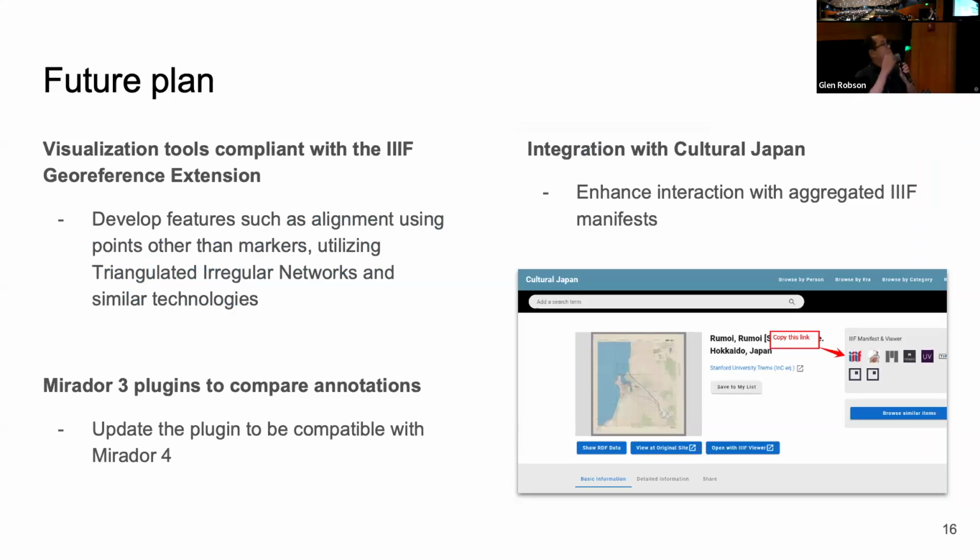Okay, so this is the last slide, for the future plan. For the tool compliant with the IIIF Georeference extension, I want to develop some features such as alignment using points other than markers, such as DIN or some other technologies. And also for the Mirador 3 plugin, I heard that Mirador 3 will be upgraded to Mirador 4, so I want to update this plugin to be compatible with version 4.